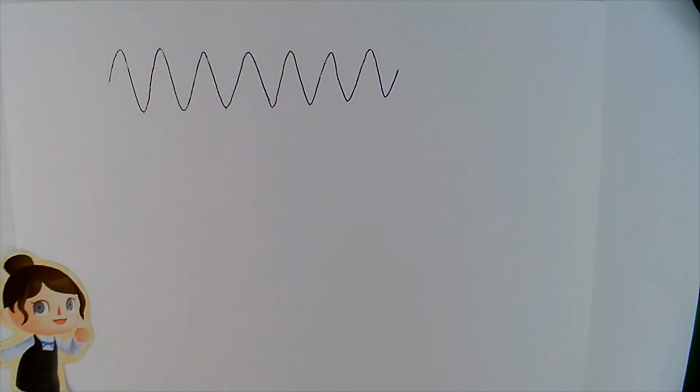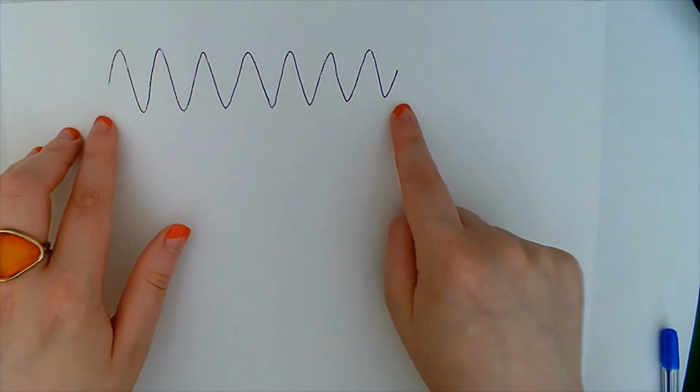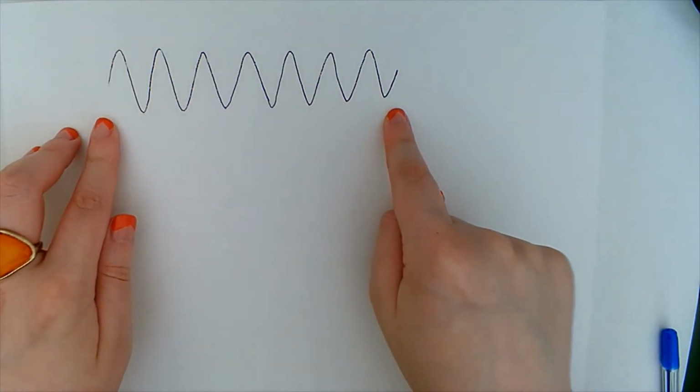Hello, Miss Wilson here, and today I'm going to show you how you can count the number of waves in a wave train. This is quite an important skill because you could get asked questions where it's simply asking you to count the number of waves, or you might also get asked to calculate the wavelength of waves in this train if you're given the total distance that the wave train covers.